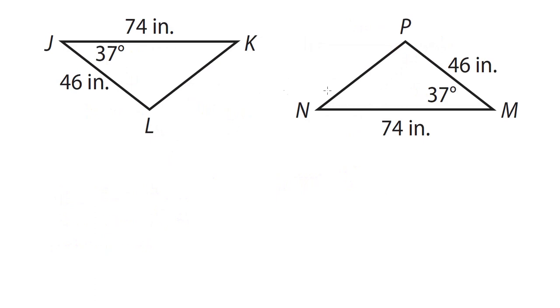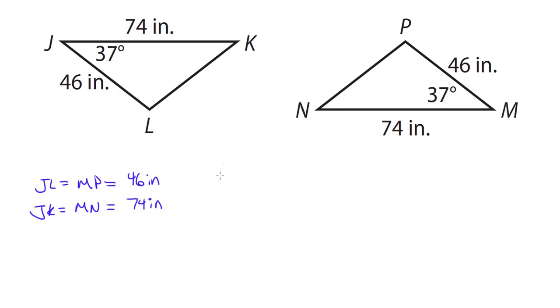Now what about these two triangles? Let's take a look. I see that side JL is 46 inches and side MP is also 46 inches. So JL is equal to MP, and they both equal 46 inches. How about JK? JK is 74 inches and MN is also 74 inches. So JK equals MN, and they equal 74 inches.